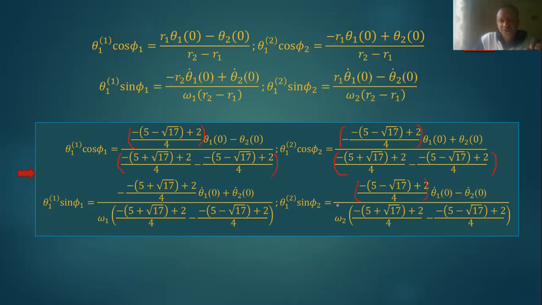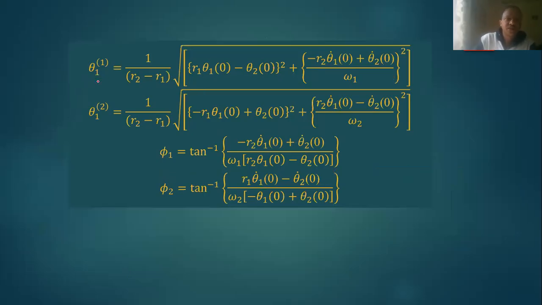Because it is a vibrations course, it needs a lot of patience to follow each of these things. So implementing these initial conditions, finally we can get θ1 of 1, θ1 of 2, φ1, φ2, like this. These are the solution of this equation.